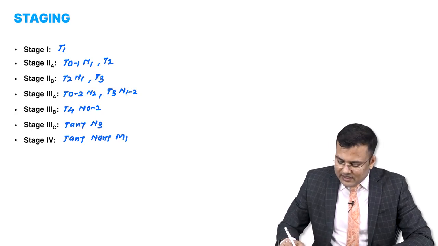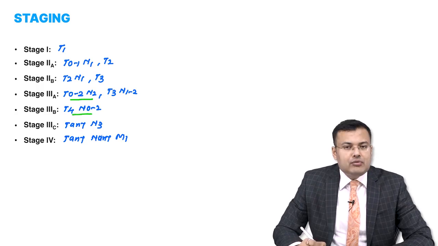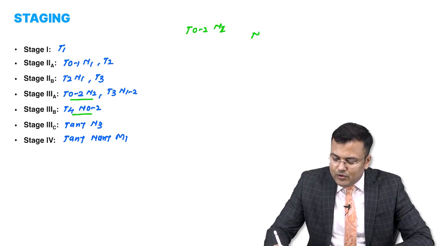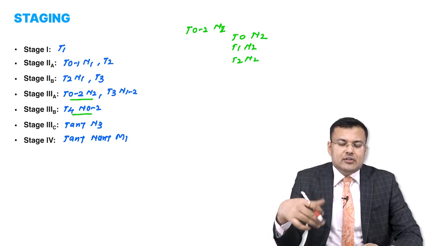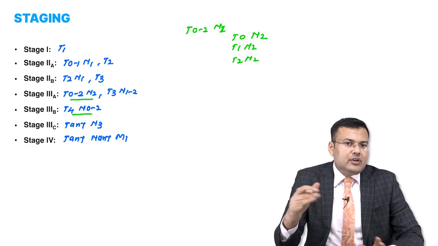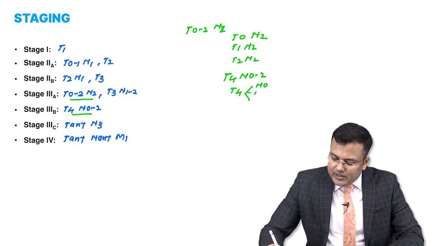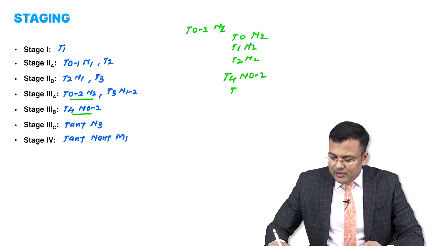Right? Some of you couldn't understand this one. What is T0 to 2 N2, or T4 N0 to 2? Easy. Suppose it is T0 to 2 N2. It means N2 is there, so it is T0 N2, T1 N2, T2 N2. Suppose it is T4 N0 to 2. It means T4 N0, or T4 N1, or T4 N2. Got it? Clear?